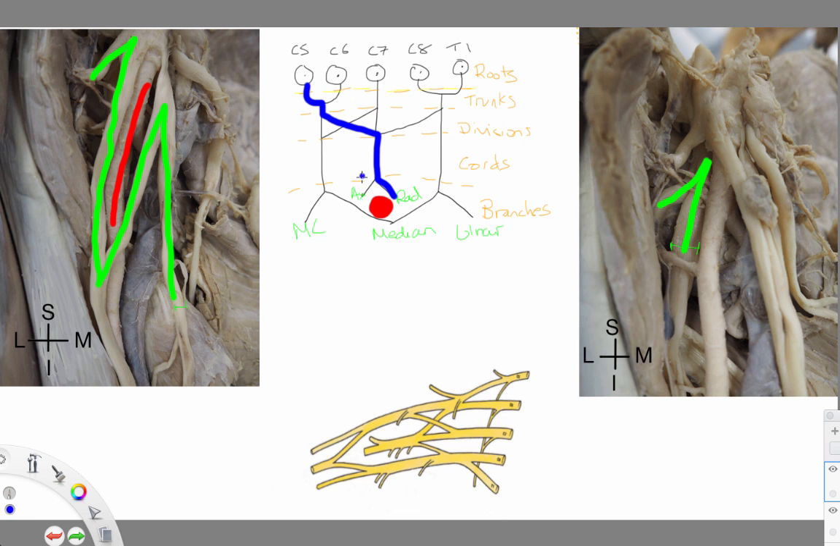So C5 gets to the radial nerve like this, as does C6. C7 has the privilege of coming straight down, and C8 and T1 share the same route as well, coming down this division here and along the posterior cord to the radial nerve. So I hope this has given you a general idea of how the brachial plexus comes together and how we get from the roots to our major branches and how each of those roots contribute to some of the different branches.